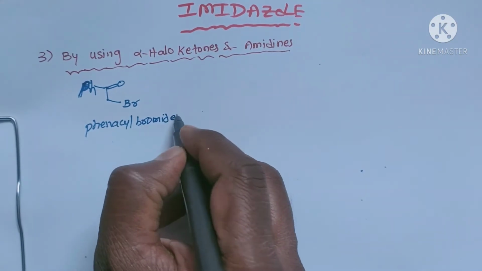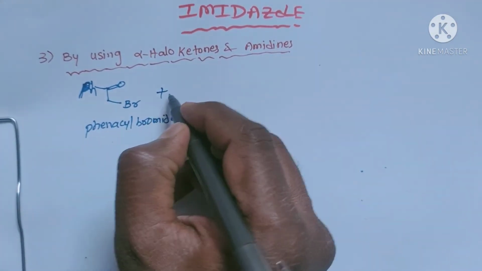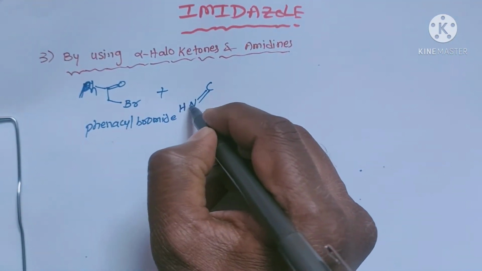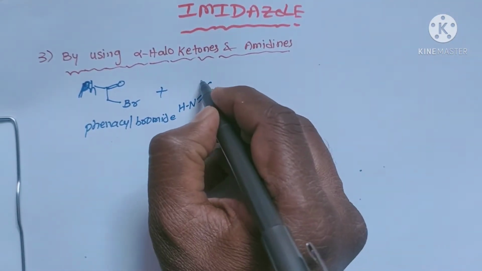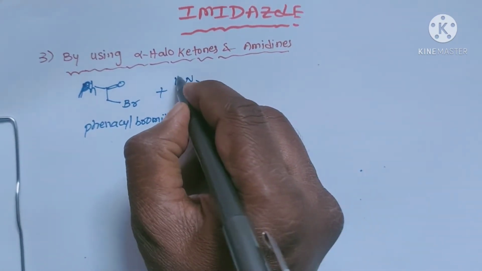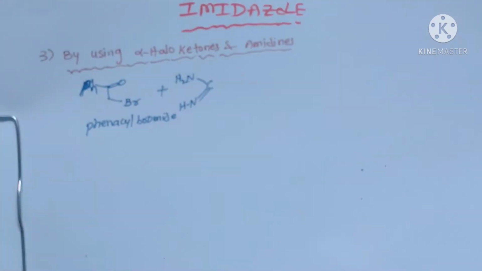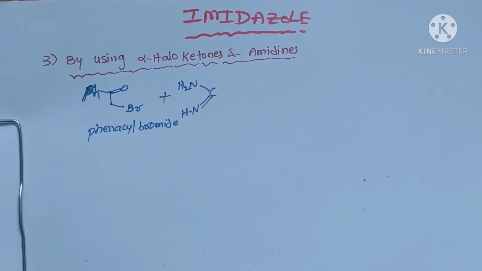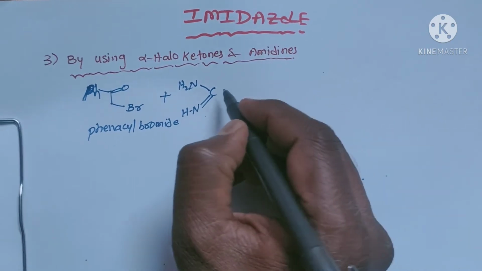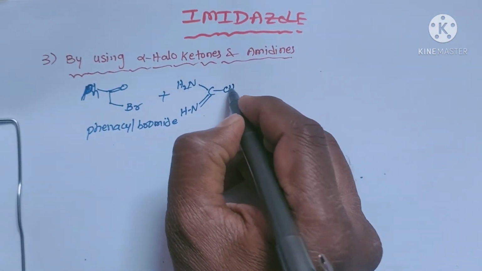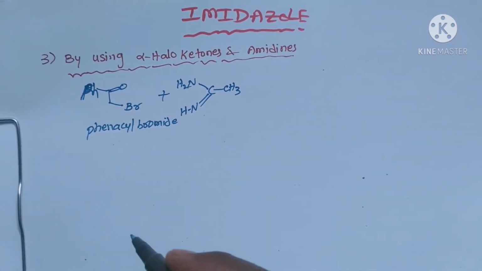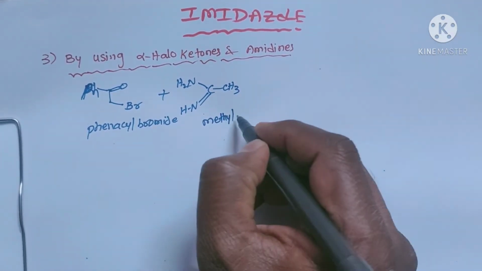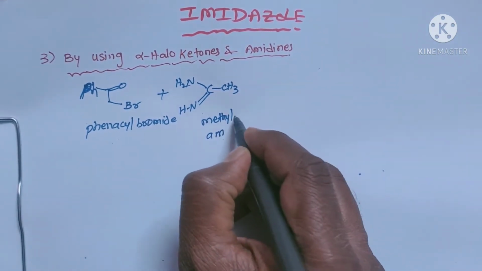So this is one alpha-haloketone, and here we have to use the imidine. So the imidine structure is like this. Imidine contains one imine and one amine. So the C double bond NH group is known as the imine group, and the NH2 group is known as the amine group. So this is known as the imidine structure. So here we put methyl. Whenever we put methyl, it becomes methyl imidine. So it is a methyl imidine molecule.